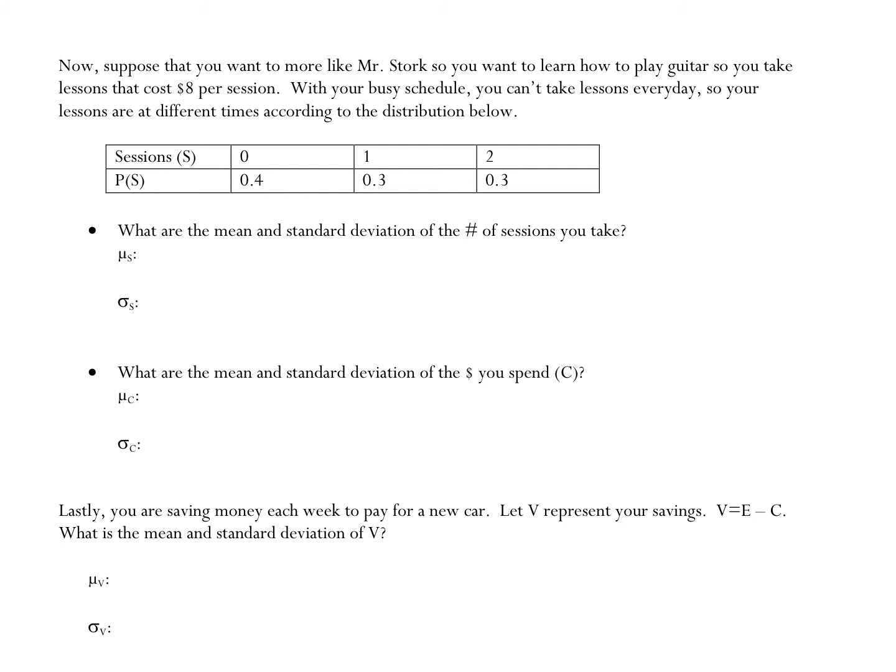All right, so can we find the mean and standard deviation of the number of sessions? So for the mean, y'all, we would do 0 times 0.4 plus 1 times 0.3 plus 2 times 0.3, which is 0.9 sessions.